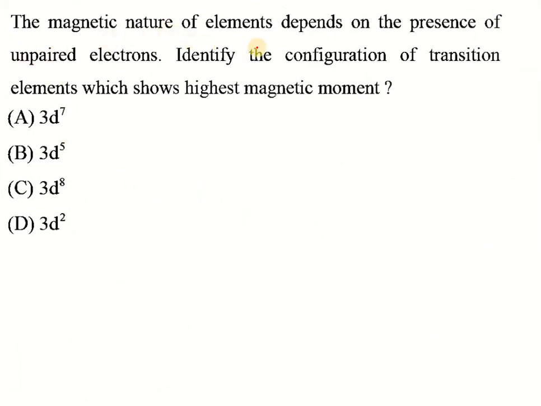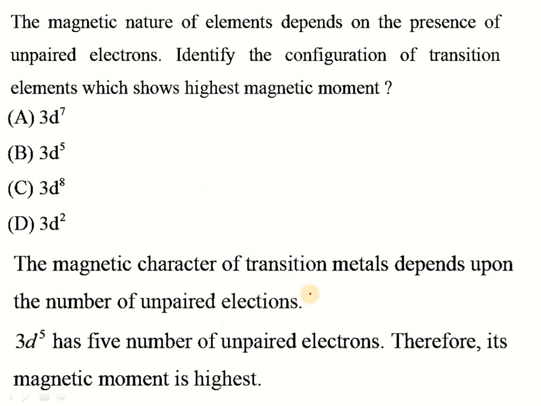Next question. The magnetic nature of elements depends on the presence of unpaired electrons. Identify the configuration of transition elements which shows the highest magnetic moment. Usually in the d orbital configuration, the d5 electronic configuration shows the maximum magnetic moment, like manganese, for example. So 3d5 is the answer for this question.